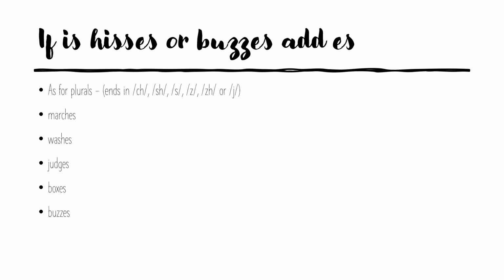Then if it hisses or buzzes, so march ends in that ch sound, same sounds as we had before, we get marches. Also we get that second syllable, which we didn't get when we were looking at play into plays. It's still a one syllable word. All of these change from wash, washes, from a one syllable to a two syllable word. Judge, judges. Box, boxes. Buzz, buzzes, adding a second syllable.